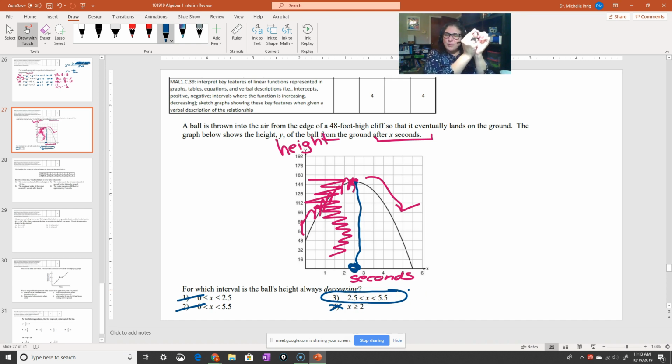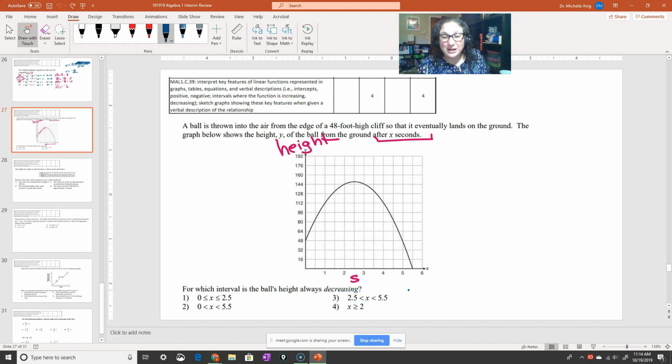So exactly at 2.5, it's not doing anything. That's why I don't have the line. And it keeps decreasing till it hits the ground at 5.5. All right, I'm going to do that one more time because you very well could get a question like this on your test. I've never seen your test, but let's just look at it one more time.